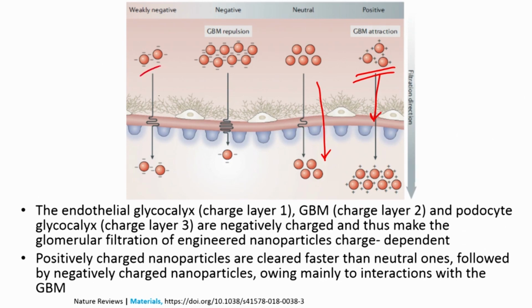Weakly negative charge also does not really play a whole role, but if it is highly negatively charged, they will be repelled by the basement membrane and they will have a higher circulation time. So that is what is written here. Essentially, positively charged nanoparticles are cleared faster than the neutral ones, followed by the negatively charged particles. This is because the basement membrane is negatively charged, and that is why you see the effect that I just described.